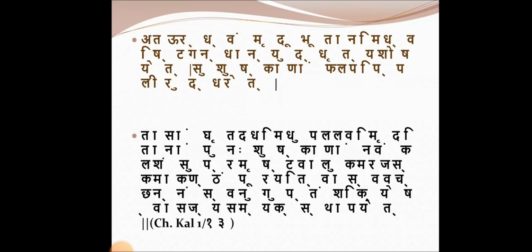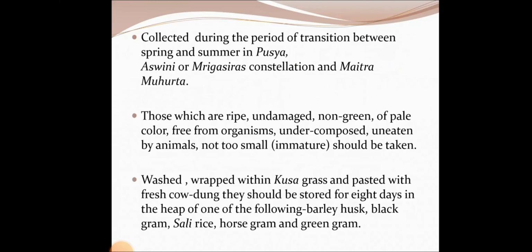It should be collected during the period of transition between spring and summer, in Pushya, Ashwini or Mrigashira constellation, and in Maitra Muhurta. That is Tani Vasanta Grishmayor Andare Pushya Ashwayupyam Mrigashirasava Grihniyat Maitre Muhurte. Then the quality of fruits. How should the fruits be? Those which are ripe, undamaged, non-green, of pale color, free from organisms, not under compost, uneaten by animals, not too small, that is immature, should be taken.